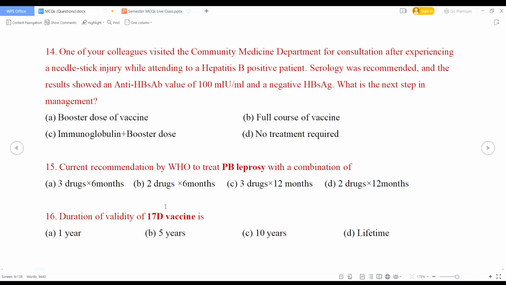Duration of validity of 17D vaccine is 1 year, 5 years, 10 years, lifetime. So 17D vaccine is yellow fever vaccine, and the certificate for yellow fever vaccine is valid for lifetime beginning from 10 days after vaccination. So the right answer is option D, that is lifetime.